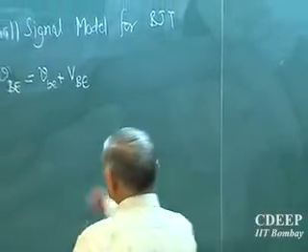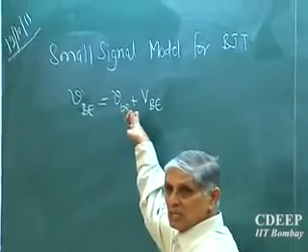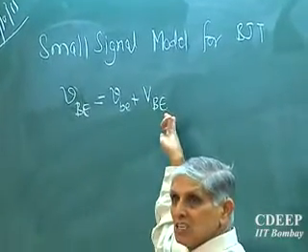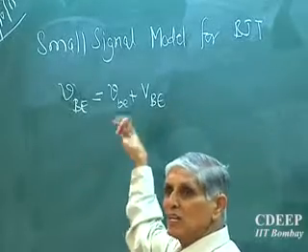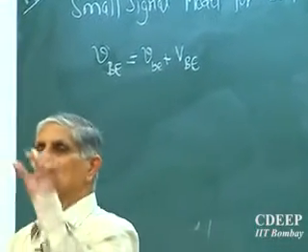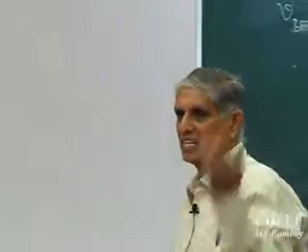So what I'm interested in is this value. I know the DC value as such, so I'll write total VBE wherever I want, and subtract the capital DC values from that. Whatever remains will be for the small signal. That's the technique which we applied for PN junctions, and we'll repeat it here.